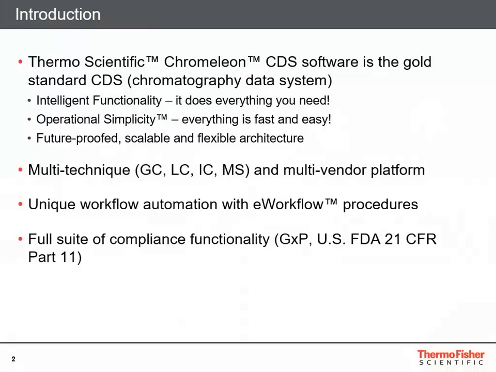Chromeleon 7.2 was the first CDS to combine separation, which is GC/IC/LC, and mass spectrometry in an enterprise or client-server environment. By extending Chromeleon beyond chromatography into mass spec, you can now streamline your chromatography and MS workflows in one single software package. The MS support is focused on routine and quantitative workflows, which gives LC/GC and IC/MS users access to the existing rich quantitative data processing and automation capabilities of Chromeleon.